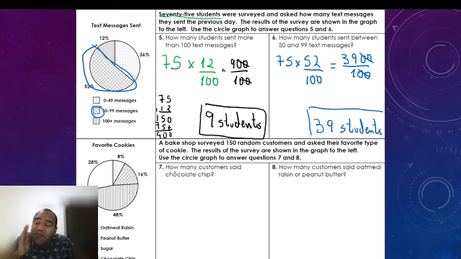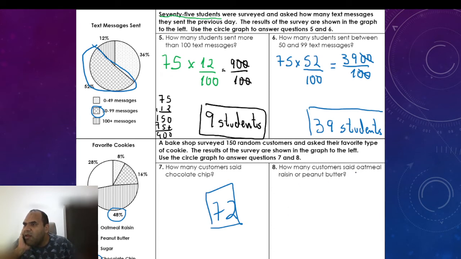And how can we figure out this one? Mister, I don't remember. Guys, easy. Okay. Here, how many customers said chocolate chip? Where's chocolate chip here? This pattern. And go over here. 48%. And you know, 48% of 150 equals 72. 72 customers, okay?